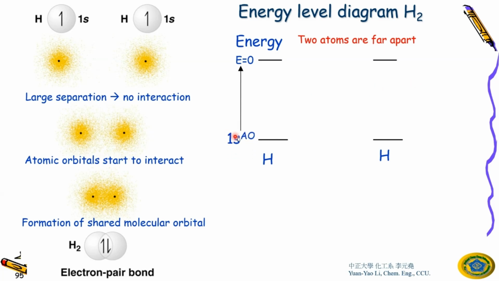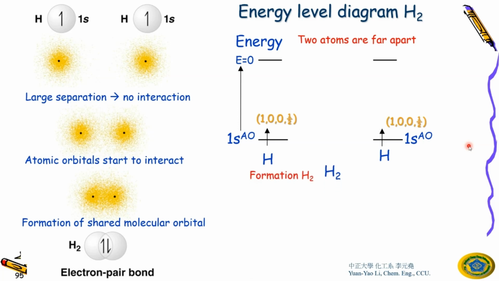So this is the 1s atomic orbital. AO stands for atomic orbital. 1s orbital, and then we have one electron. As you know, each electron has its quantum number, right? So this quantum number will be 1, 0, 0, and 1/2, for example. And another atom also has one electron. Again, this electron has its own quantum number. When the two atoms are far apart, it looks like this.